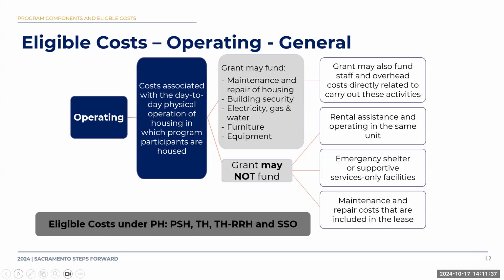So you can think about the maintenance and repair. It could be a building that you own. It could be a building that you rent. Typically they're owned, so it would be maintenance and repair. As long as at least, I think it's 51% of the building where the housing project is for housing and is for this project, then security would be an eligible cost. It would be prorated if you're sharing the building. Just like all structures, there's going to be utility costs. So those are allowable under operating. Furniture that stays with the program is allowed under operating. And then the equipment for, again, the housing structure that's being supported.